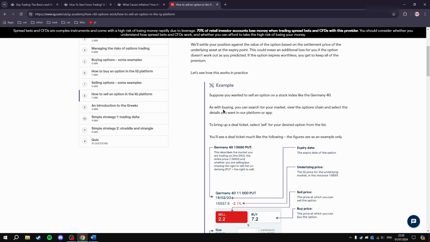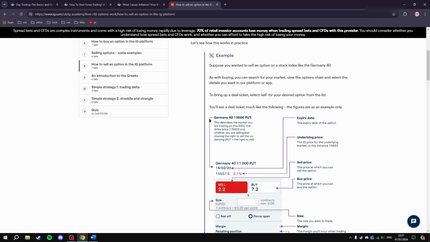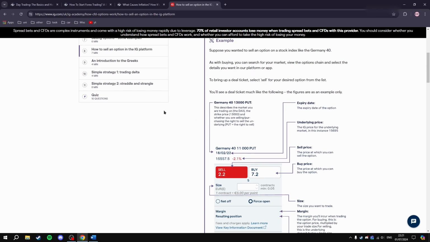So let's see how this works in practice. For example, suppose you want to sell an option on a stock index like the Germany 40. As with buying, you can search for your market, view the options chain and select the details you want in the IG trading platform or app. To bring up a deal ticket, select sell for your desired option from the list. You'll see a deal ticket much like the following. The figures are example only.